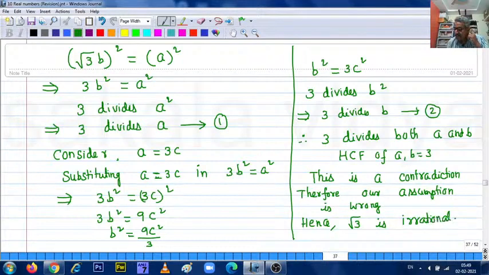So my dear students, I already proved root 3. You take root 2, root 5, root 7, root 11. Prove that they are irrational in the same method. If you have any doubt, you can clarify with me.